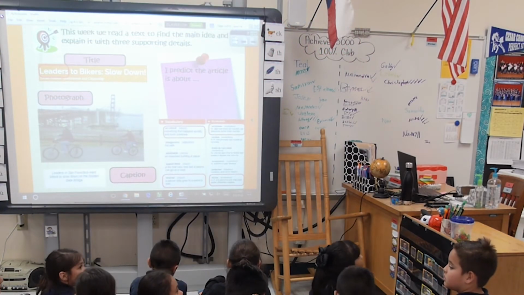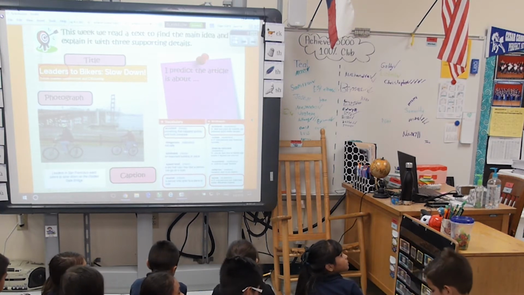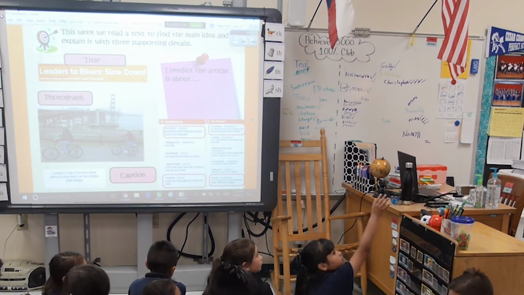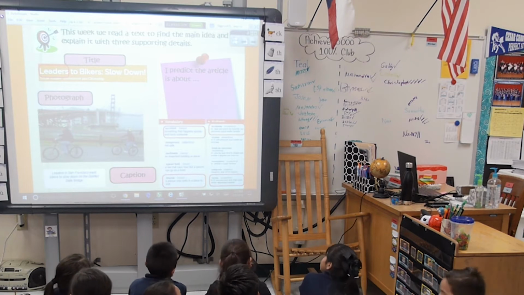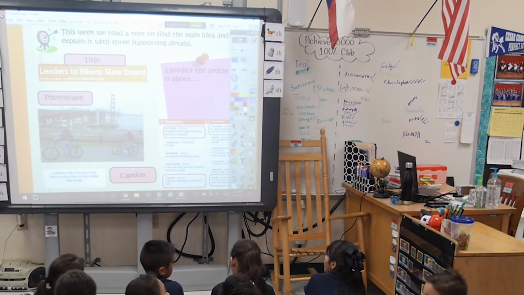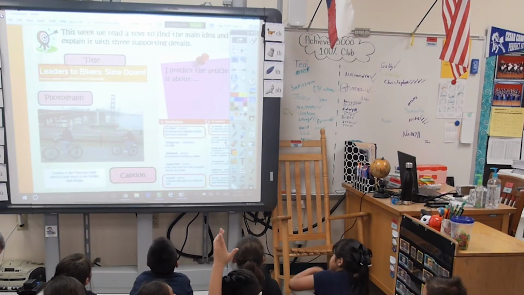From the story. Before we read it or after we read it? Before. Okay. Now the title, we have to pay attention to the vocabulary of our title because that's going to give us a hint about our prediction. Leaders. Everyone say leaders. Leaders. What does that mean? What's a leader? Who's a leader?